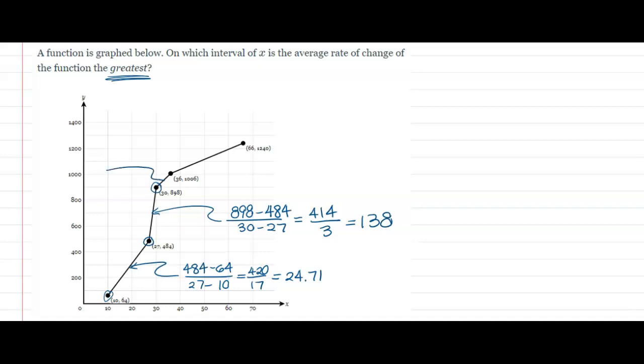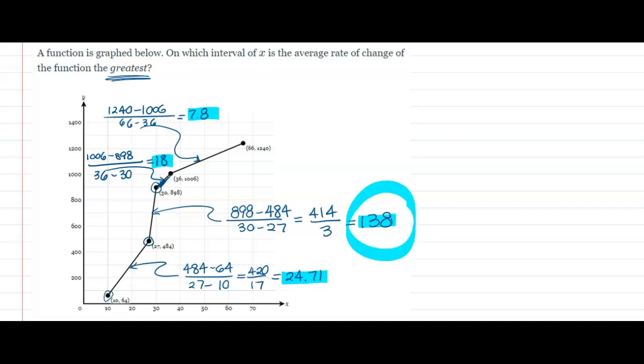Go ahead and find the slope for this segment here and this segment right here, and then we'll compare them. So now we just need to compare these rates of change. On the first interval, it's 24.71 compared to 138, compared to 18, compared to 7.8. Which one is the greatest? 138. You can also think about it. I'm going to make a little stick figure here.